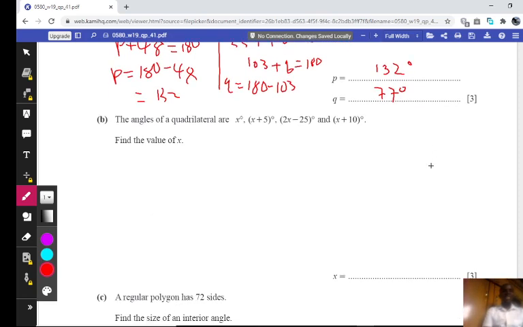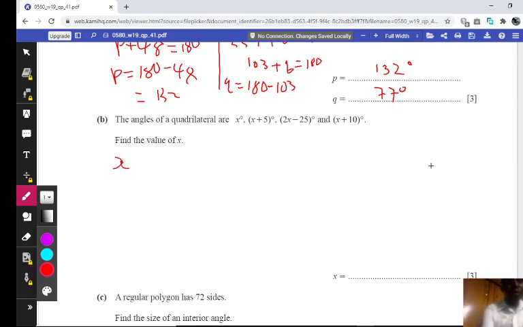Free marks, eh? Then part B, the angles of a quadrilateral are x degrees. You can see the angles. Then find the value of x. Take note, this one is called a quadrilateral. You have to know the properties of angles inside a quadrilateral. It's a 4-sided shape. That's a quadrilateral. The sum of angles in a quadrilateral is 360. So you just add all these angles and you equate to 360.